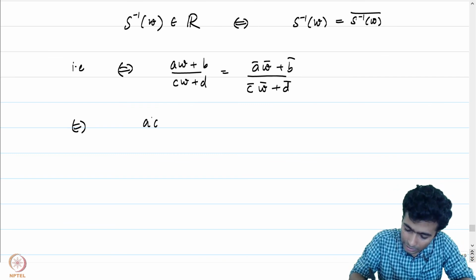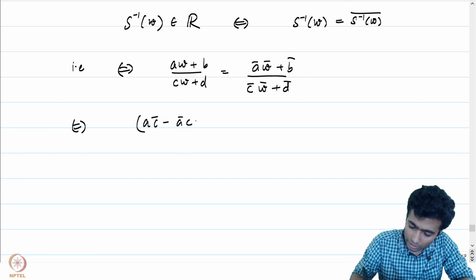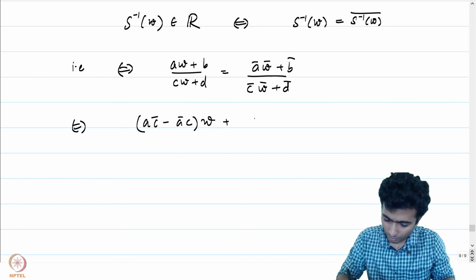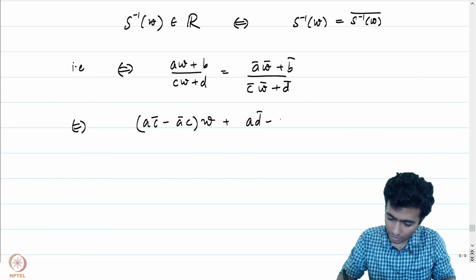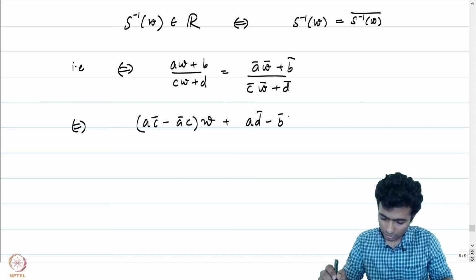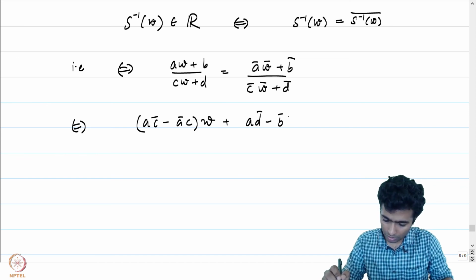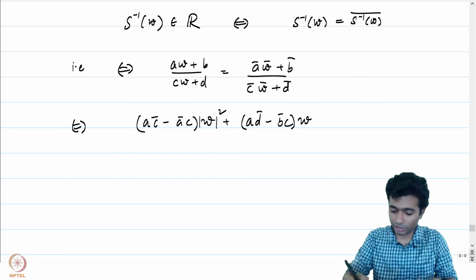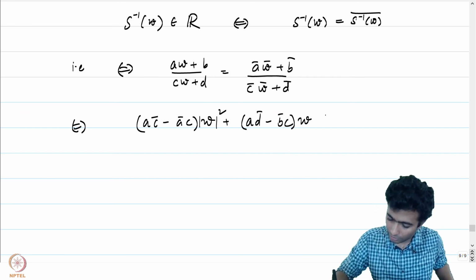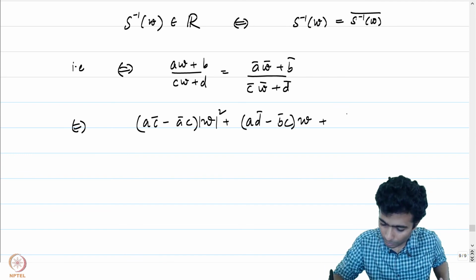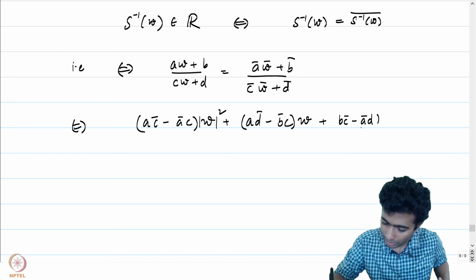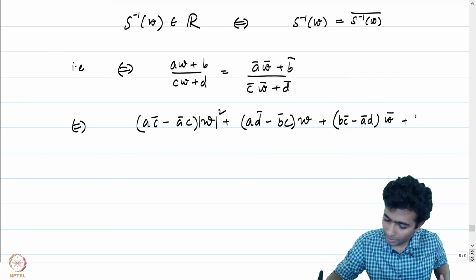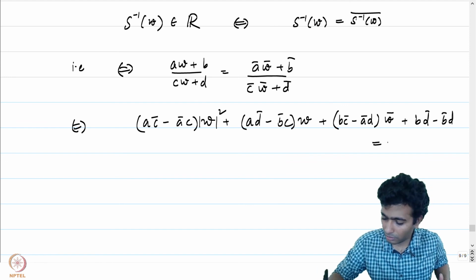This is just the same as (AC̄ − ĀC) times |W|² (this is mod W square, by the way), plus (AD̄ − B̄C) times W. And the second, because there is a WW̄ that will come up, there is a term which will feature W̄, which is (BC̄ − ĀD) times W̄, and finally we will have BD̄ − B̄D. This is equal to 0.